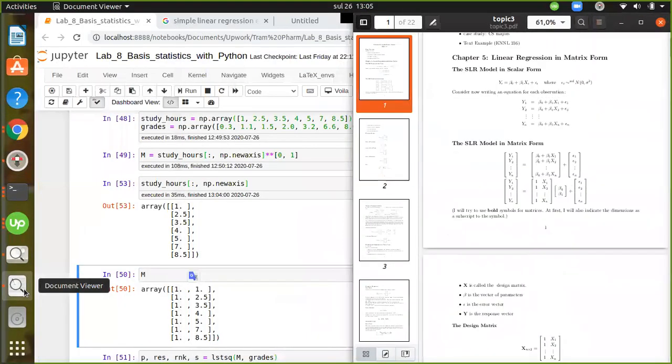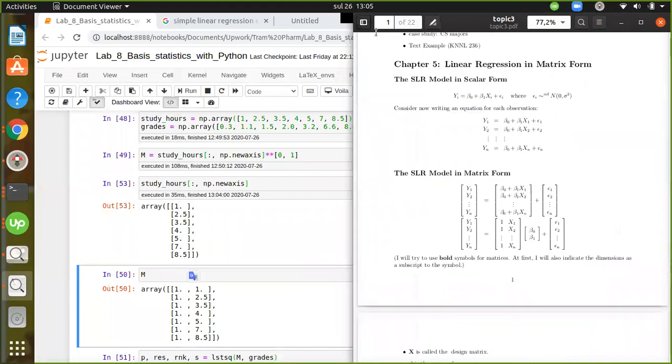You see 1 and the value of the study hours. Oh, okay. You see the idea? They will take every element in the array of study hours and they time it with 1, right? Yes. Oh, okay.